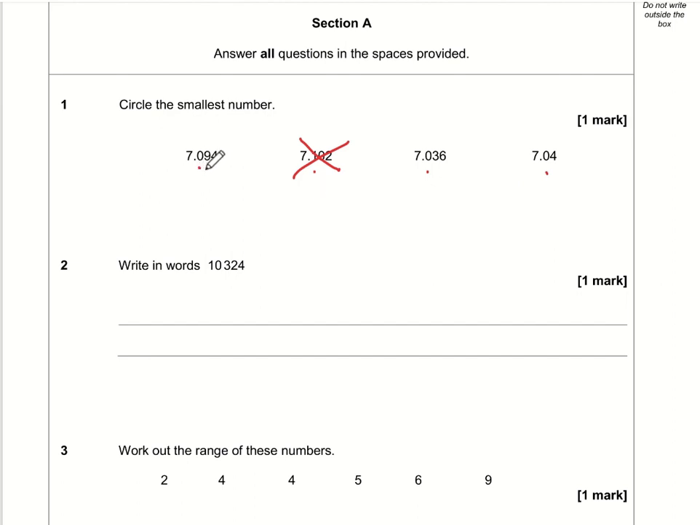Let's look at the second decimal place. We've got a 9, we've got a 3, we've got a 4. Well, what is the smallest out of 9, 3 and 4? It is 3. So 7.036 is the smallest number.